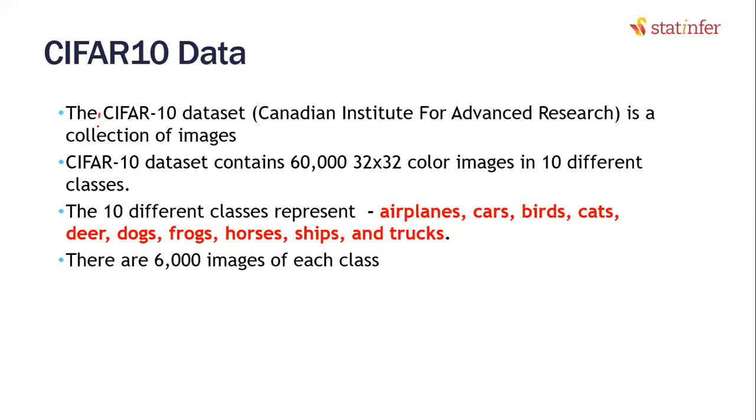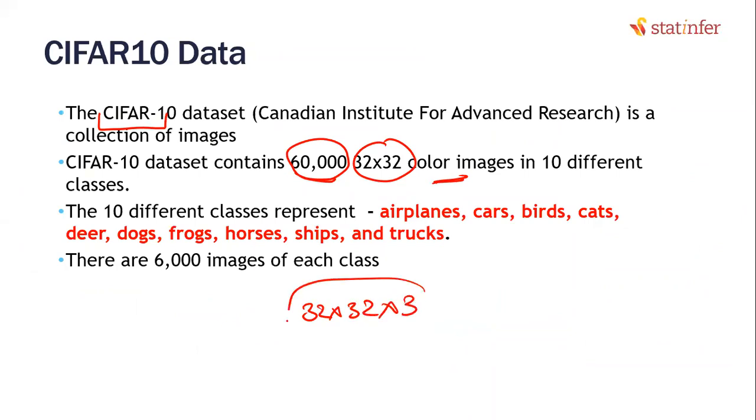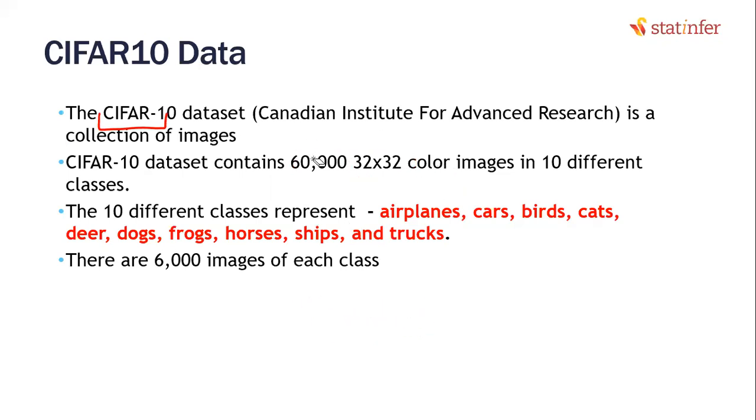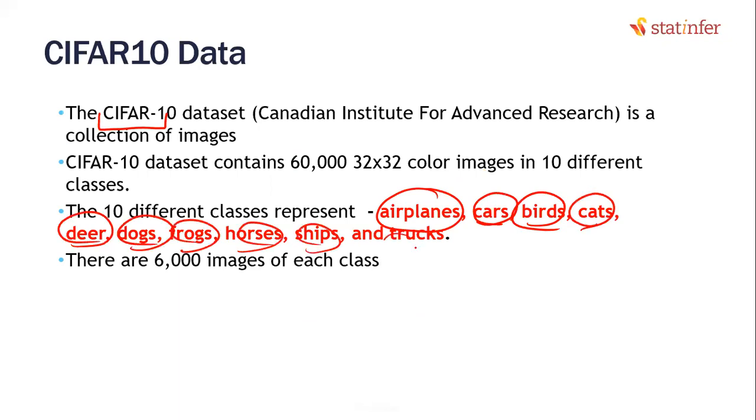There is a dataset called CIFAR-10, which contains 60,000 color images of size 32 by 32. 32 by 32 color means the original shape will be 32 by 32 by what? 3, because you have color, which is another dimension. You have 6,000 images each of aeroplanes, cars, birds, cats, deer, dogs, frogs, horses, ships, and trucks.